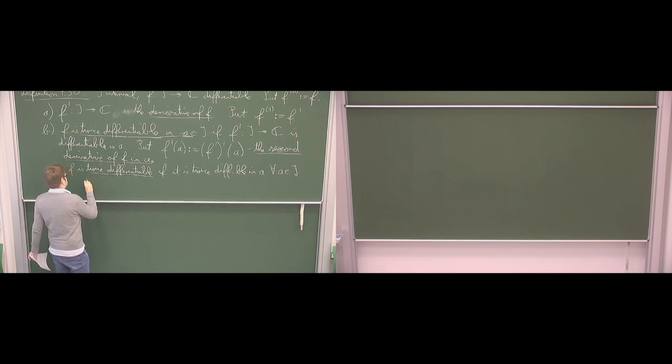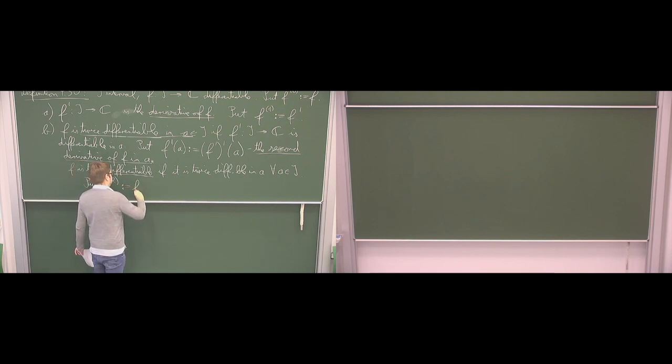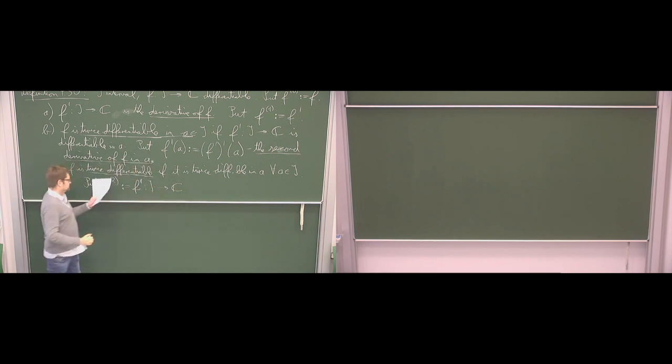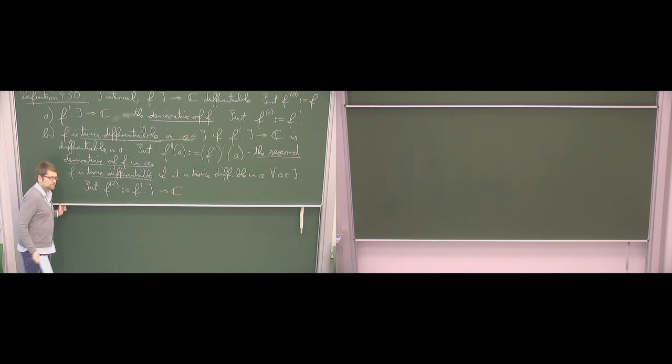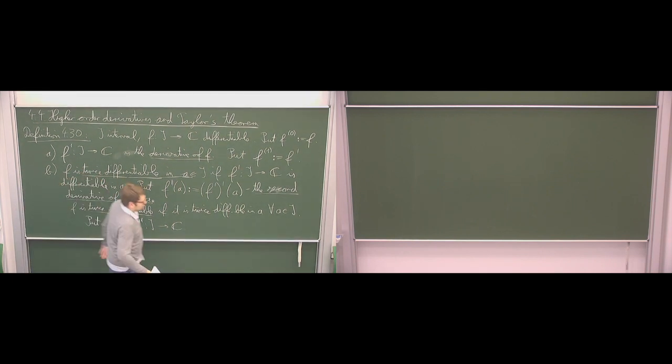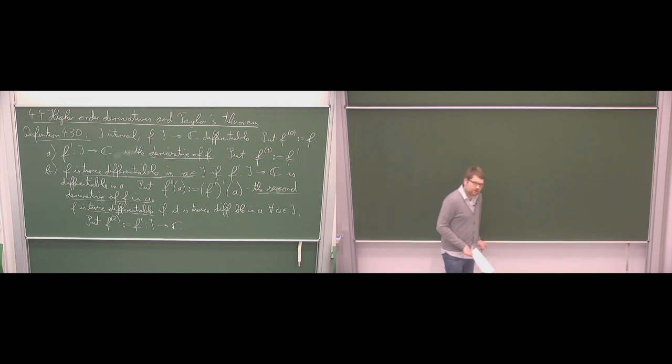Okay, and we put f^(2) in parentheses to be the second derivative as a function from I to C, assuming that it exists, so that f is twice differentiable. Okay, now the general case. How do I define all higher order derivatives? This is now what I can do recursively.